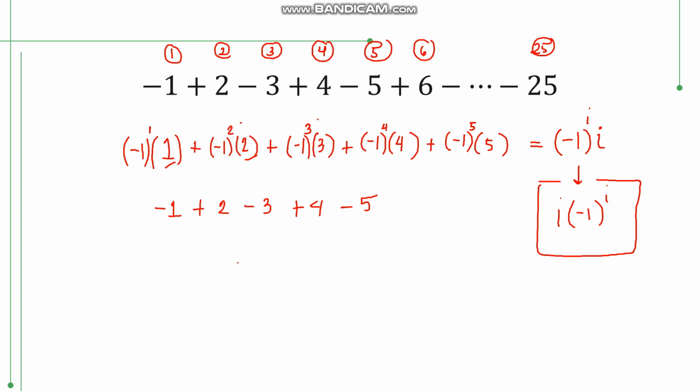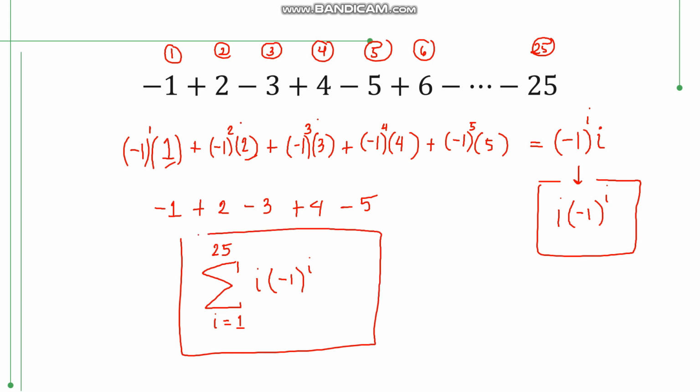Okay, so let's write here now the notation. So we have i times negative 1 raised to i. And then our index will be i. Lower bound will be the starting value of i that we use to get negative 1. So that is 1. So our lower bound is 1. And then our upper bound will be 25. So that means this is now the sigma notation of the given series. So it's the summation of i times negative 1 raised to i from i equals 1 to 25.